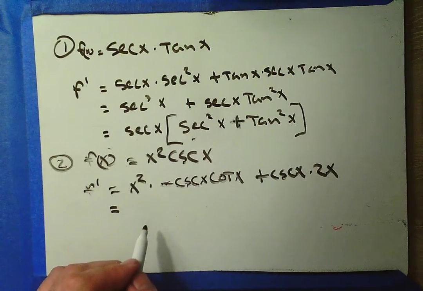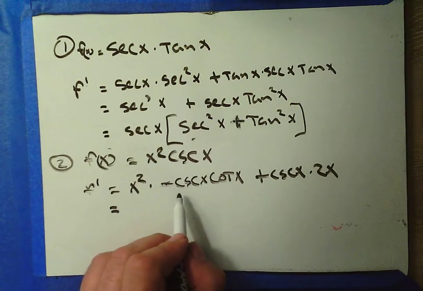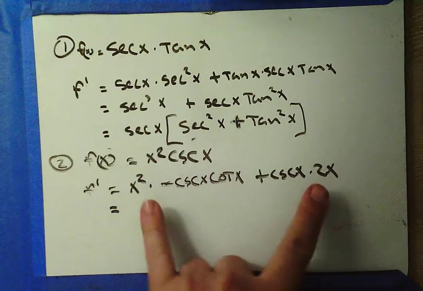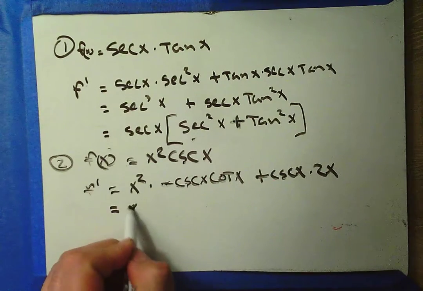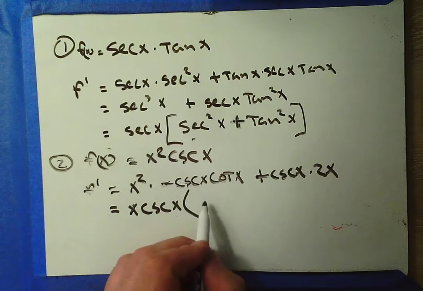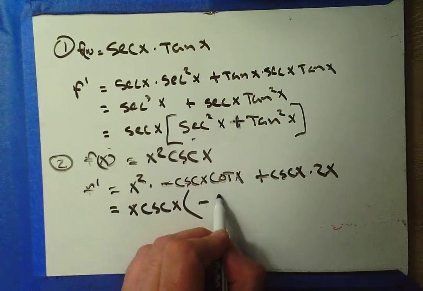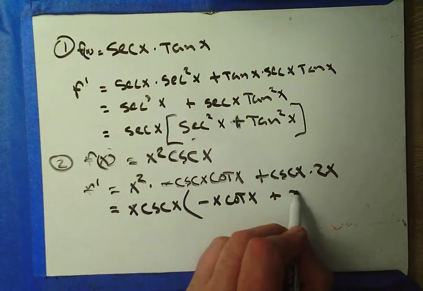So, you know, I'm troubled by this because someone's going to turn it into a subtraction situation. So I really want to rewrite this a little bit. And I'm going to take out an x and a cosecant x. So x cosecant x, and we've got negative x cotangent x plus 2.